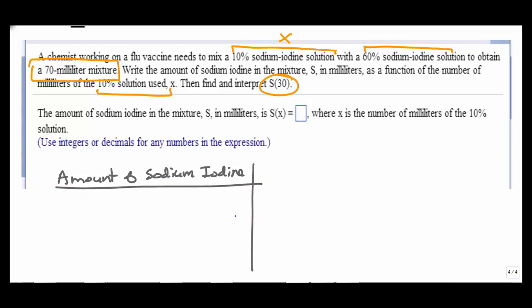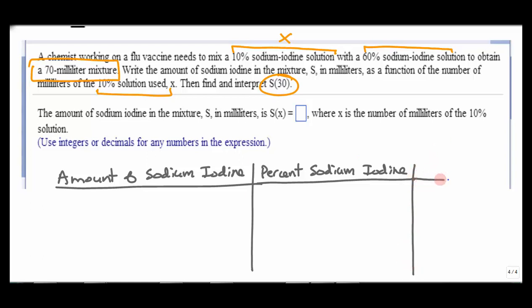Okay, and then we have some sort of a percent sodium iodine. So let's say we had a 10% solution of sodium iodine and I had 10 mils. Well, 10% of the 10 mils, or 1 mil, would be pure sodium iodine, and that's what we'll go over here: the amount of pure sodium iodine.